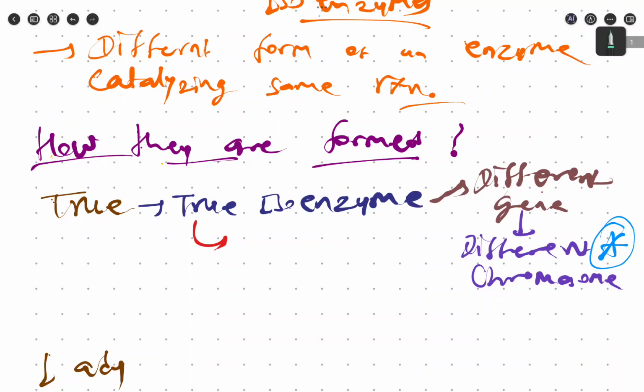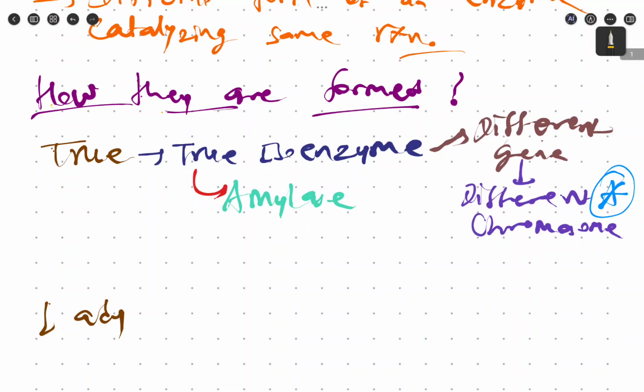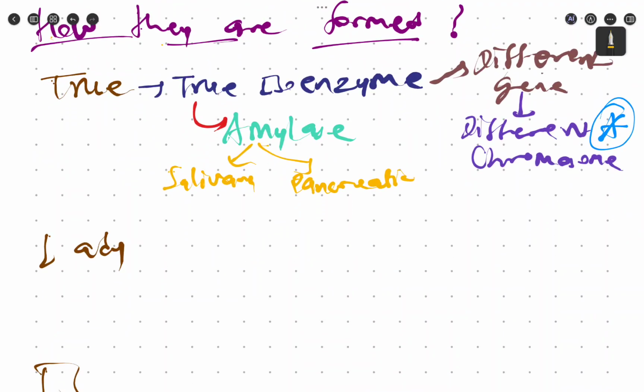So now, what is an example of a true isoenzyme? Amylase is one example of a true isoenzyme. One is found in saliva, so salivary, and another is found in the pancreas, so it is pancreatic. All right. So these are the true isoenzymes, which come from different genes.